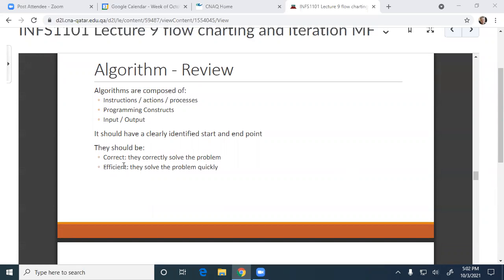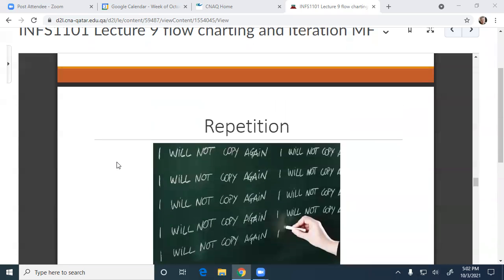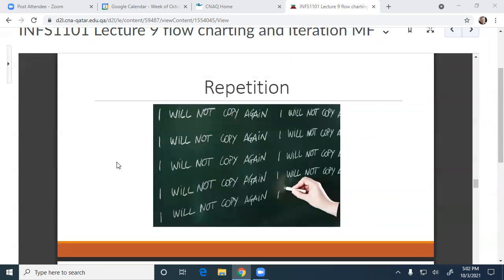Okay, so just some points there that came from the previous lesson. When we do algorithms, they should be something that can go into a computer. These things are necessary for it to go into a computer: instructions, programming constructs, input, output. It should also be correct, and it should be efficient. Repetition is part of a programming construct. We use another word for it. We also call it iteration.